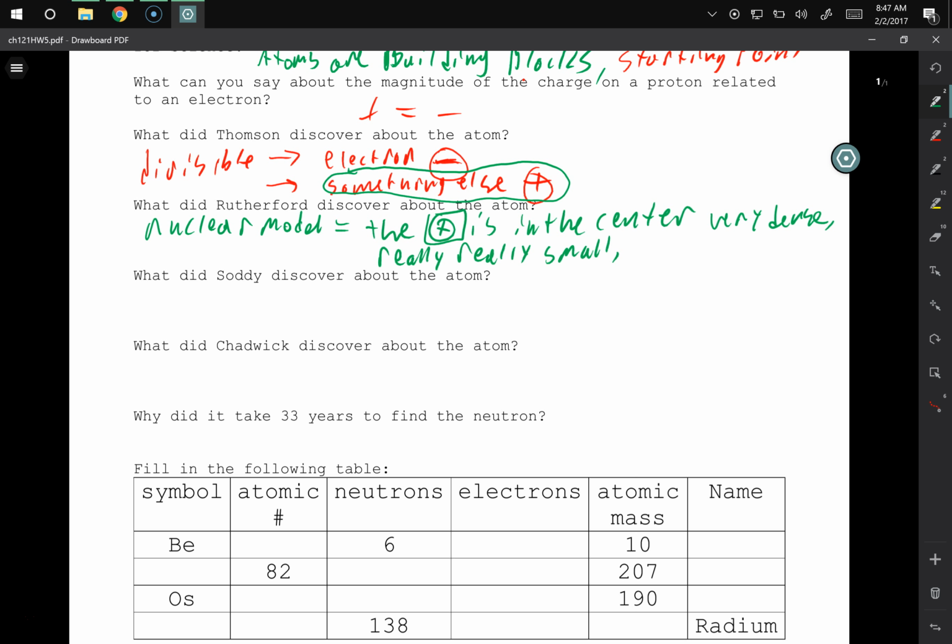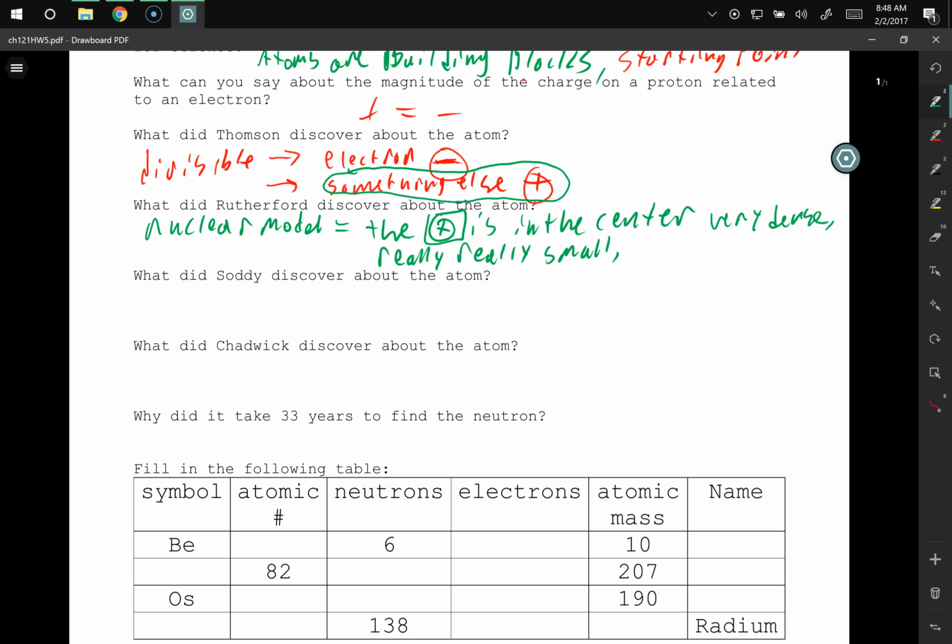That's Chadwick. That's this guy. So, what did Rutherford not discover about the nucleus? Yeah, okay, he definitely didn't discover neutrons, but he also didn't discover something else really important. He didn't discover there were protons there. He just thought it was a chunk of positive mass.